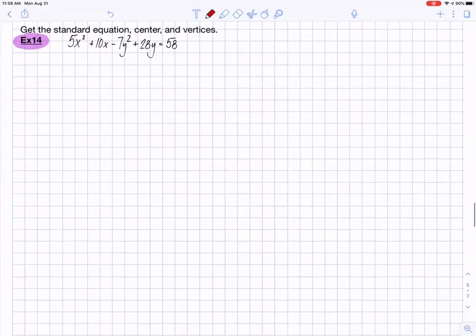Okay, you guys want to try to get a standard equation on your own? Complete the square. Complete the square.